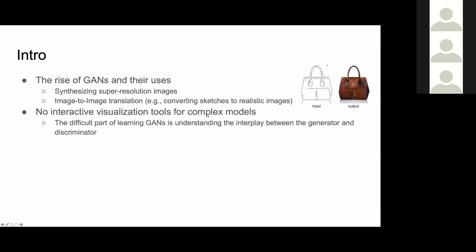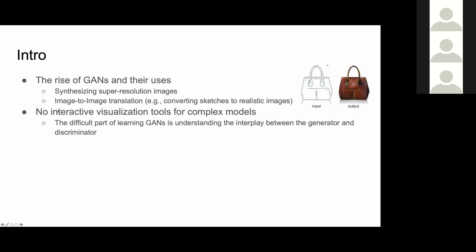The reason they made this visualization tool is the rise of GANs and their uses. Synthesizing super resolution images is one use. We can take a low resolution image and use a GAN to make it high resolution. Also image to image translation, like this example here, takes a sketch and outputs a realistic image. And all the photo apps we see, like changing age or changing your gender, are all using GAN networks.